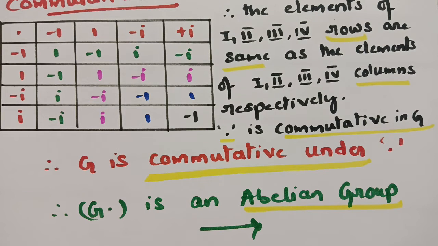And this is how I have shown that the set of cube roots of unity and the set of fourth roots of unity form a finite abelian group with respect to multiplication.